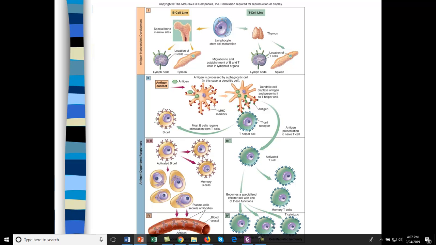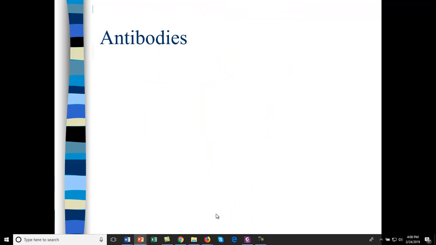T regulatory cell, which regulates the response, and then a T cytotoxic cell, which is actually a killer cell. And the T cell system down here is cell-mediated immunity, and we'll talk about that further. And then over here, the B cell is antibody-mediated immunity. Lots of words on that slide. Okay, so let's talk about antibodies a little bit.